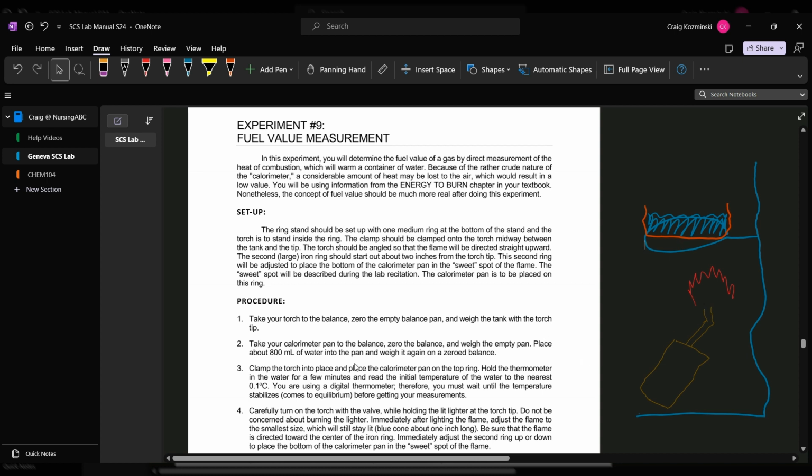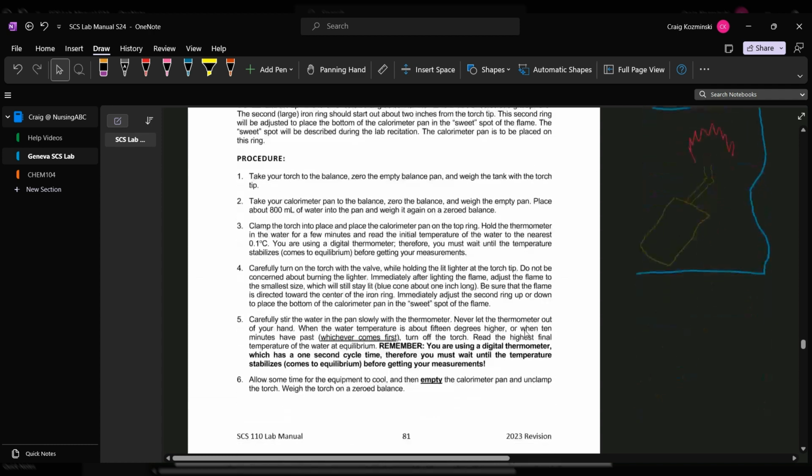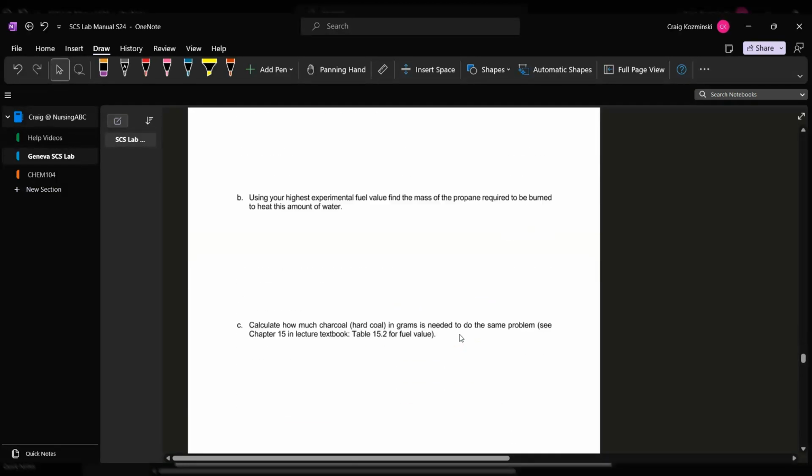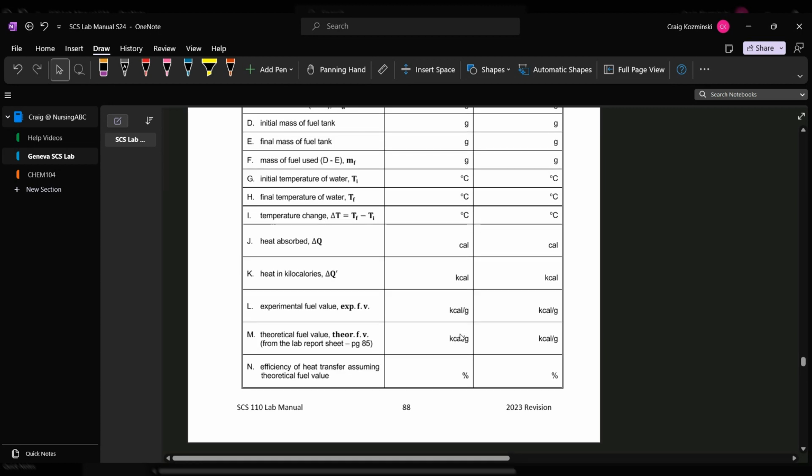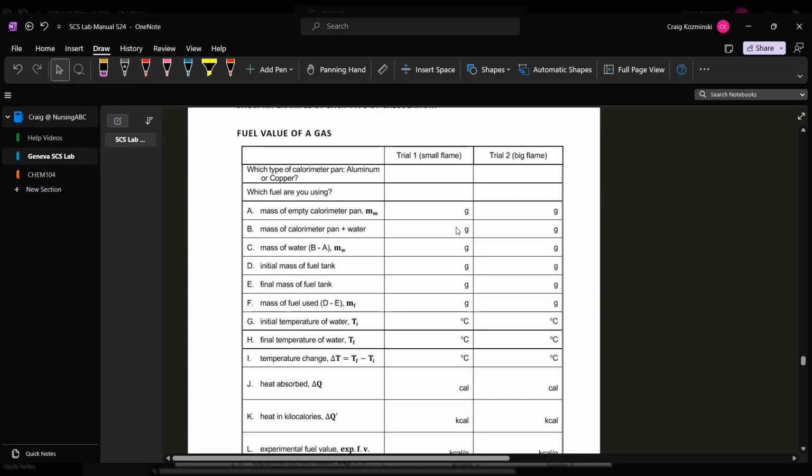And so we'll be doing this experiment twice. You'll see here in the procedure the slight distinction between the 2 iterations of this experiment. On your data table, which is found further down on page 88, you'll see that trial 1 of this experiment will be conducted using a small flame, and trial 2 will be conducted using a bigger flame.